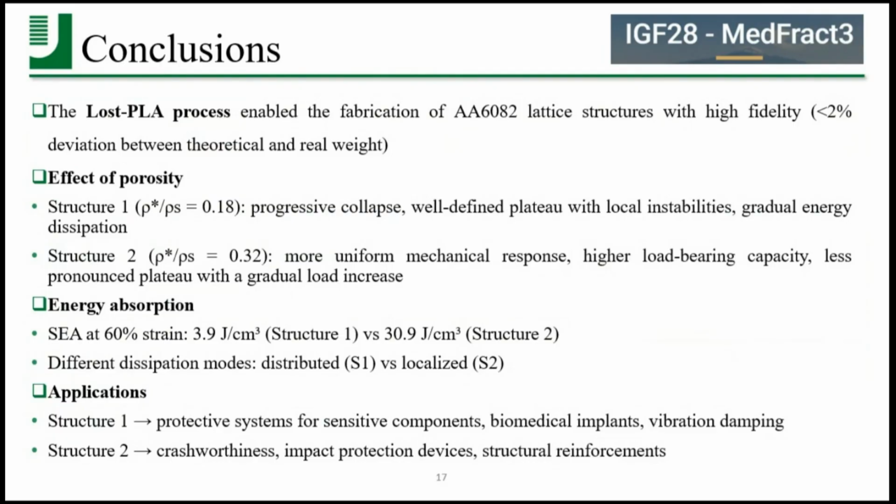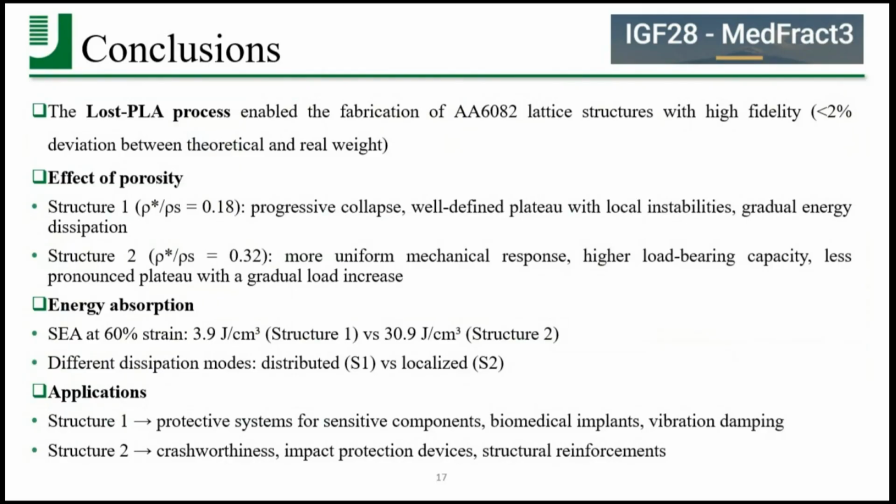For the effect of the porosity, we have two different behaviors. Structure one, with a lower relative density, has a progressive collapse and a plateau with low instability. Structure 2, denser, has a more uniform mechanical response and a less pronounced plateau with a gradual load increase.